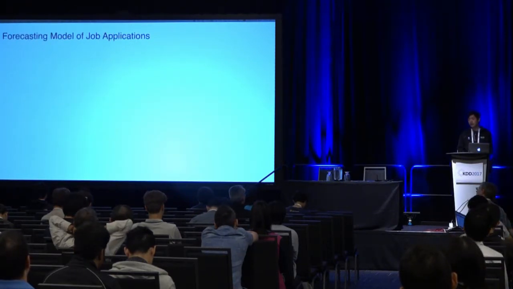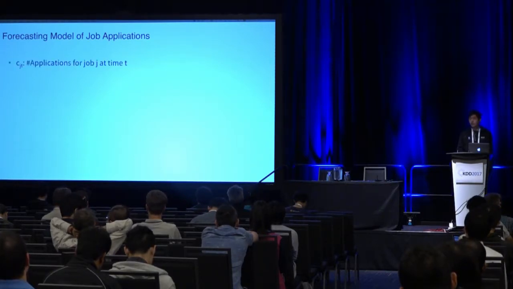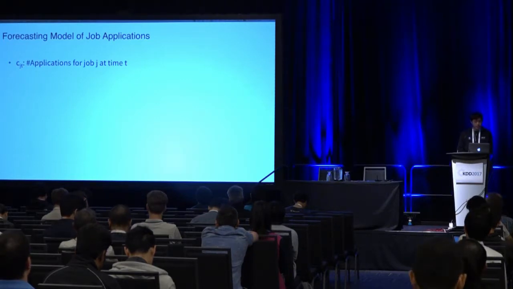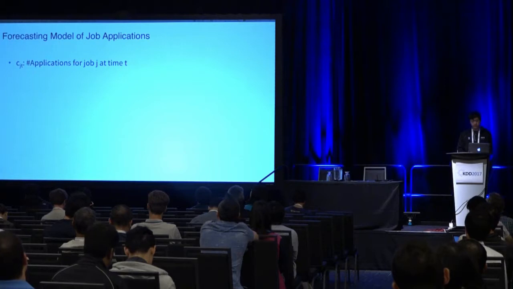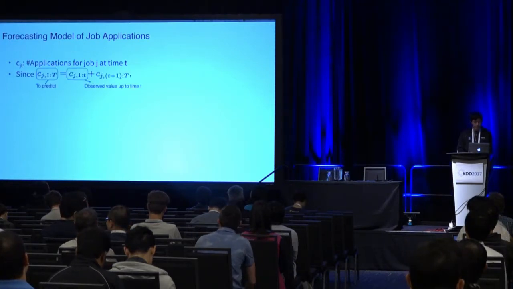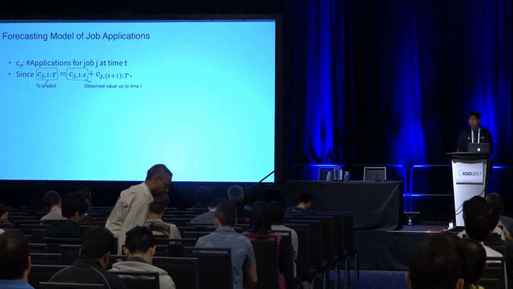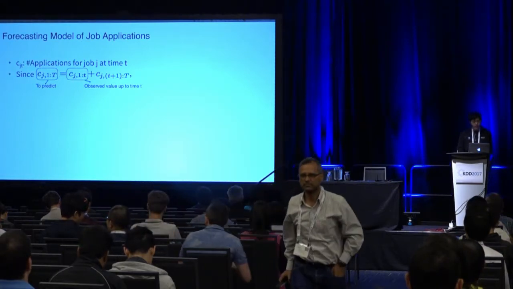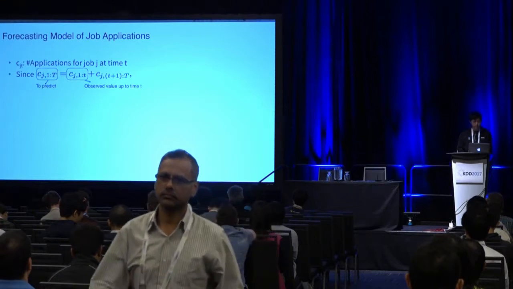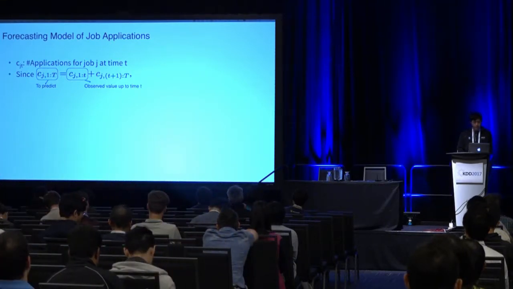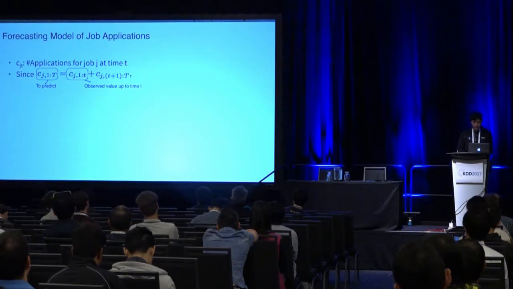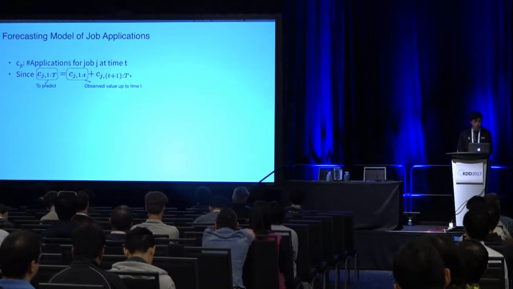Let's start talking a little bit about how we build the forecast model of job applications. Here I'm going to start using some mathematical notation. Let's assume C_jt is the applications that job j received at time t. Now, from the beginning of the time to the end, we want to predict the number of applies, which is C_j,1 to T. Up to time small t, we already observe the data, so that is actually a constant. We will not need to worry about that. What we need to worry about is actually the second term, which is C_j,t+1 to big T.